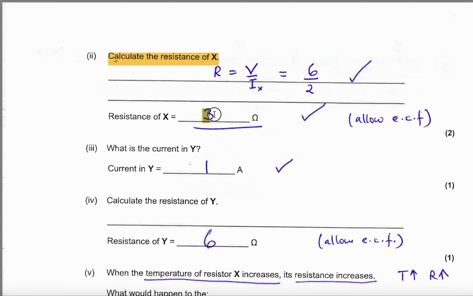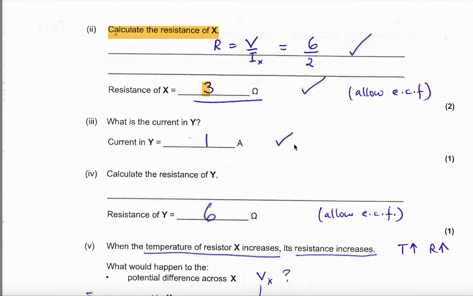If you've made a mistake in the earlier part, they will allow your error to be carried forward, and as long as you've used the correct equation, they will give you the 2 marks, 1 for the answer and 1 for the correct calculation in the equation. They then want you to work out what I said before. What is the current in Y?